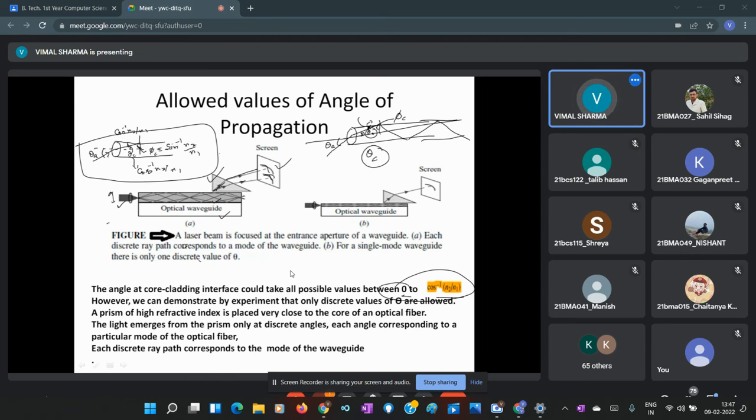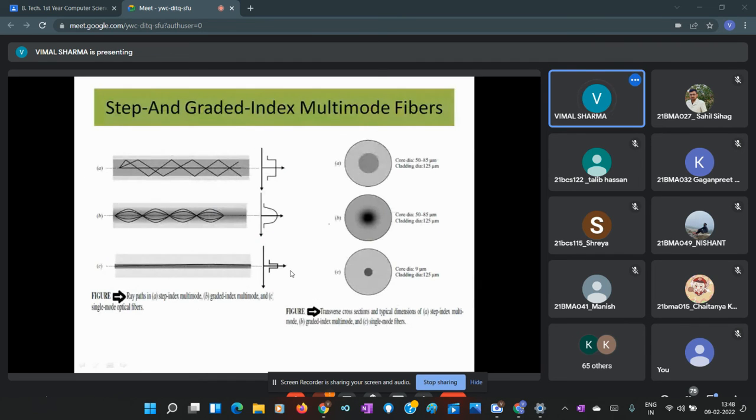So you can see here different light on the screen. So that means there are a number of modes allowed here. This is a type of multi-mode optical fiber. And here, this is what you can see, that only one mode is allowed, one direction is allowed to propagate through this optical fiber. So we can do these small experiments. It can be done anywhere, and you can see, we can decide about the modes.